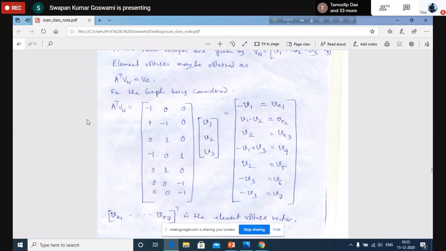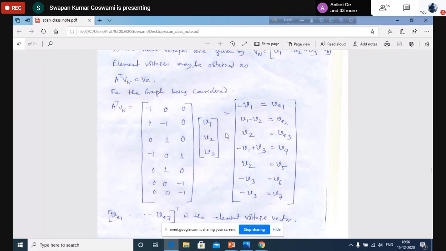So you see that by doing this multiplication, the transpose of matrix A multiplied by the node voltage vector, that we have obtained from the solution of the nodal analysis technique, we can have the voltage across the network branches, or we can have the voltage across the elements of the graph. Voltage across the elements of the graph means voltage across the elements of the network branches.